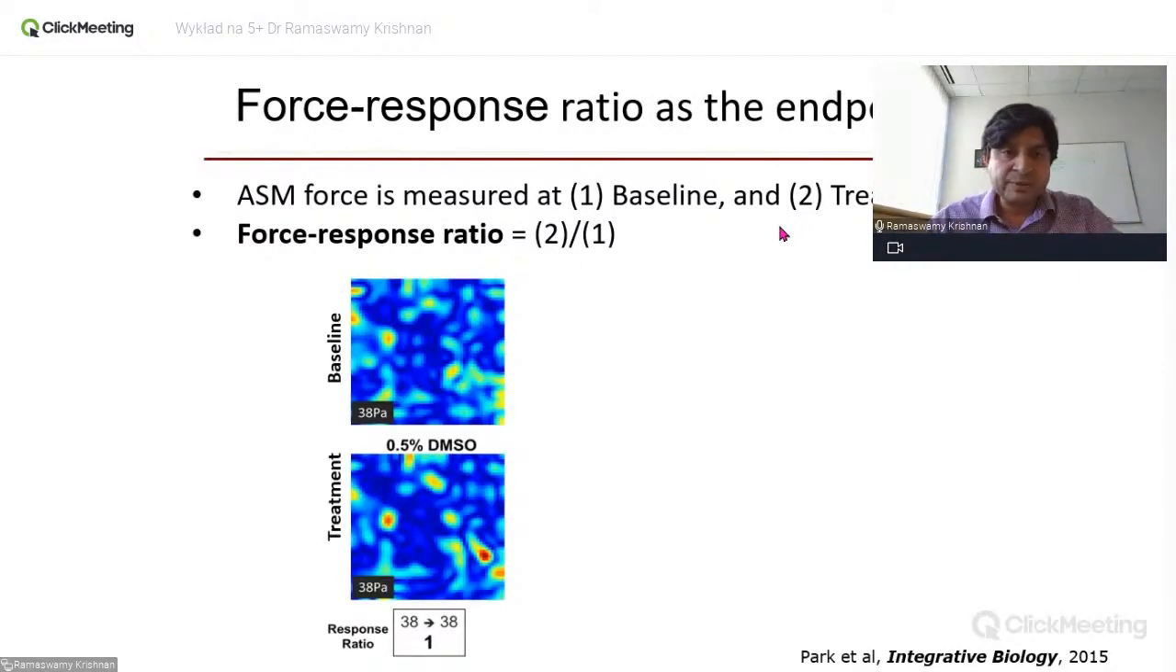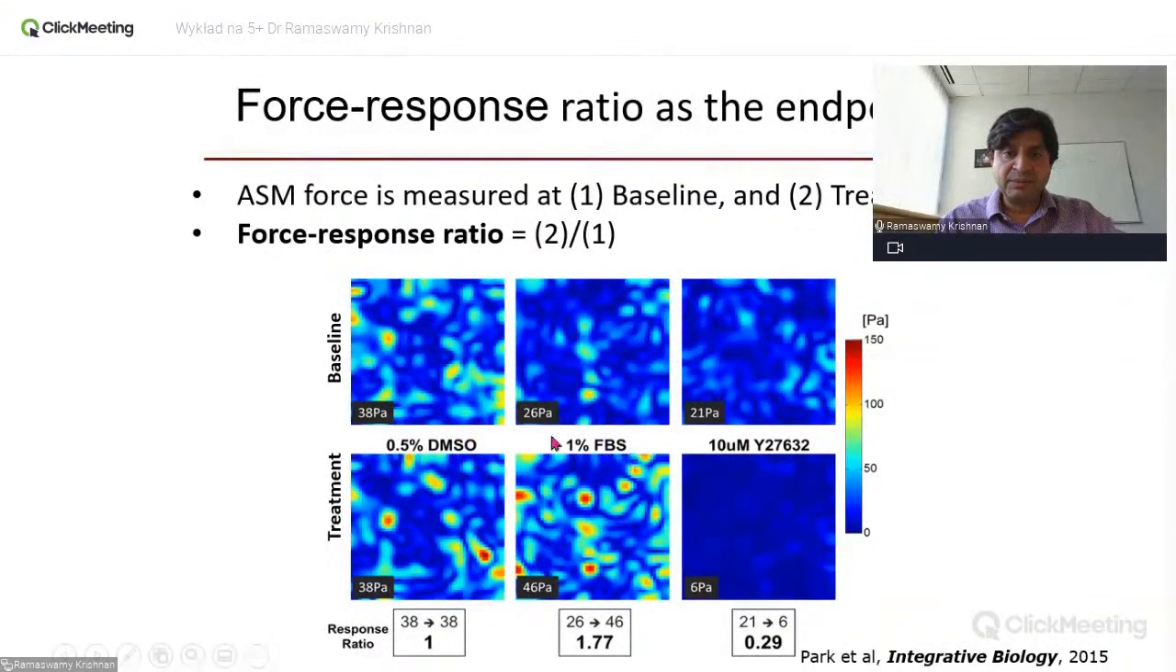Here are some examples. This is a dish of cells at baseline with an average force of 38 Pascal. We treated them with the vehicle control. This is what the drugs are mixed in, and our expectation is this should do nothing. And after about an hour of treatment, forces stay at 38 Pascal. Response ratio is 1, no effect, excellent. The drug has no effect on contractile force.